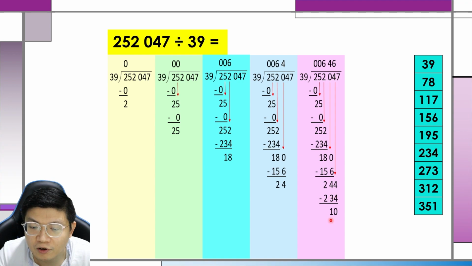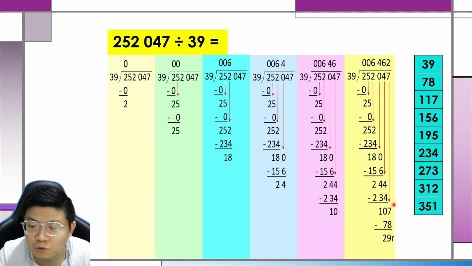Okay, after you subtract, I get 10. So bring down the last digit of 7, becomes 107. Look for the table again. I can choose the closest is 78. 117 is more than it. So we choose 78, which is times 2.